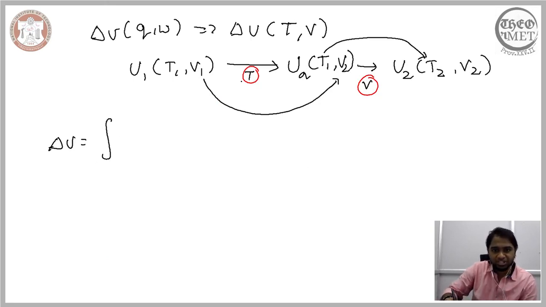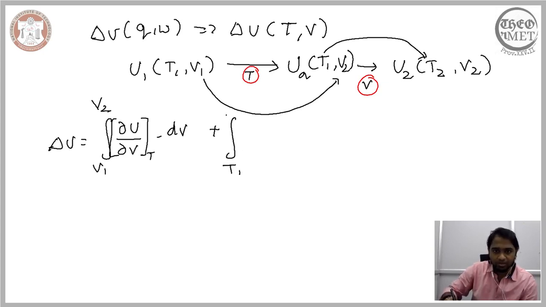We have in the initial step the change in the volume from V1 to V2, and a corresponding change in the internal energy because of the change in the volume, and this happens at constant temperature. Similarly, in the second step there is a change in the temperature from T1 to T2, and because of that there is a change in the internal energy, and this happens under constant volume.